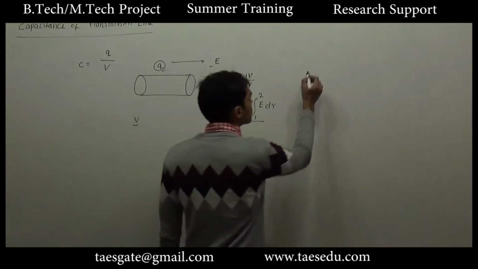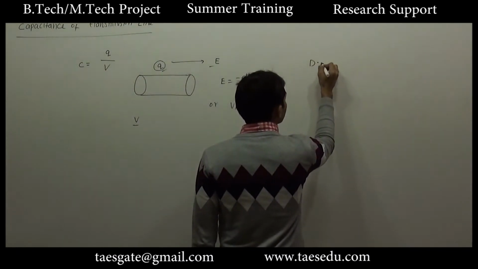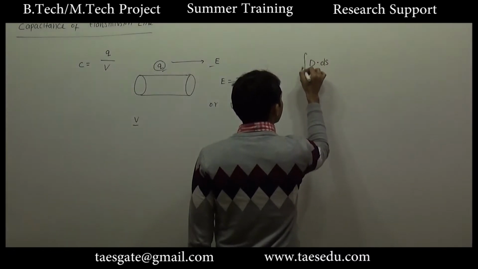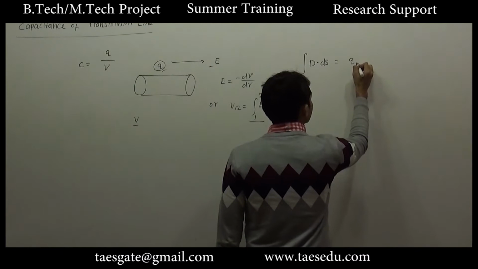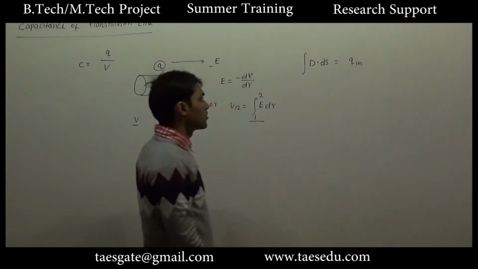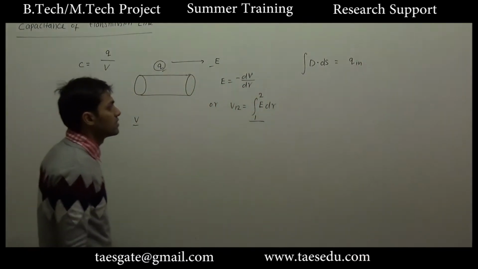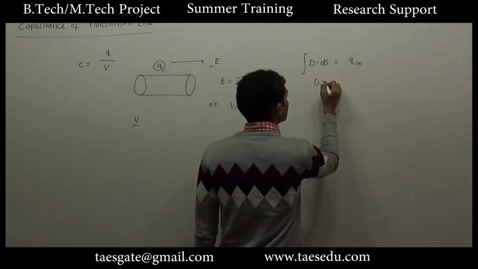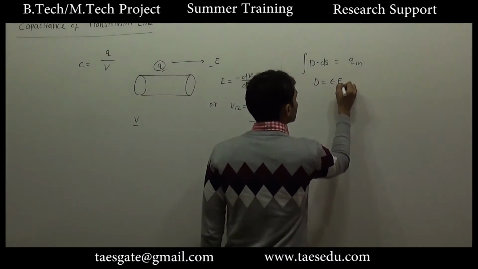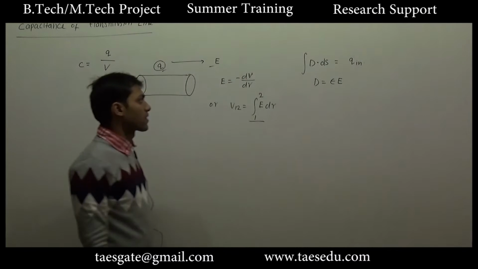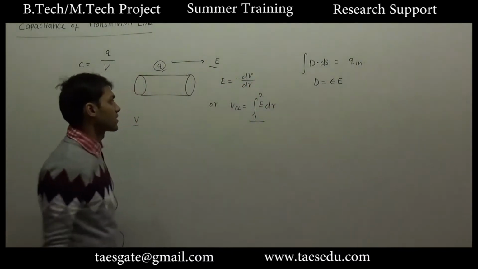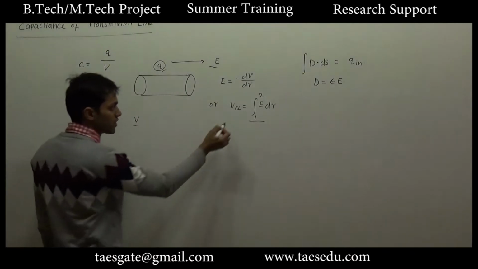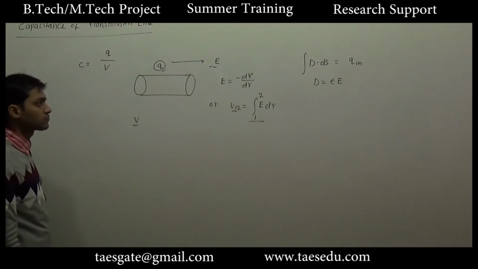What is Gauss law? The total surface integration of electric flux is nothing but charge enclosed. With this formula we will find out the electric field. D and E are related as D is equal to epsilon into E. So with this formula we will find out the electric field, and after electric field we will try to find out the voltage difference.